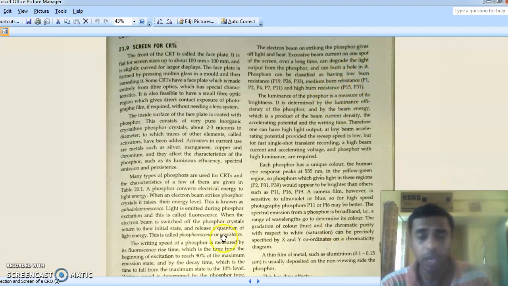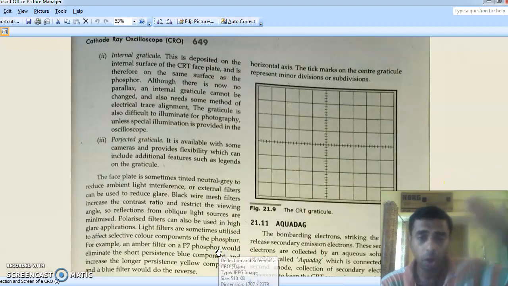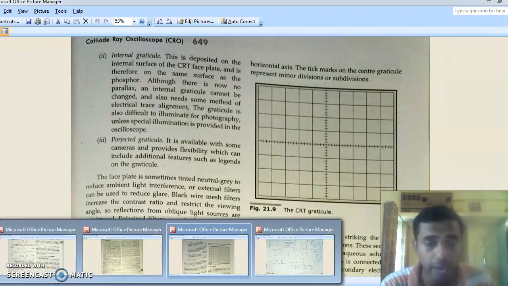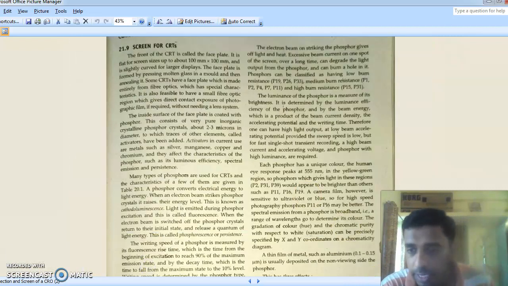Okay, now we have seen the screen. On the other side of the screen, we have the phosphor coating, and immediately after that, there is no contact with the phosphor, but there is the non-viewable side. Behind the phosphor screen, we can't see anything because there is a phosphor coating. We cannot see what is inside the CRO. Just behind the phosphor screen, we have an aluminum screen of the same size as the screen.